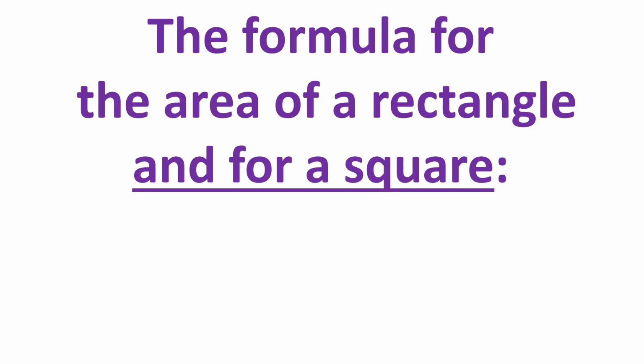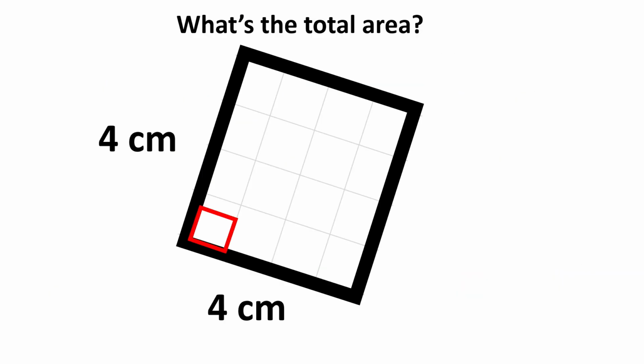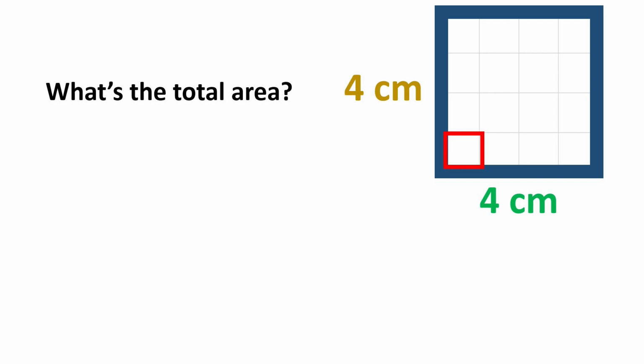We use the same formula to calculate the area of a square. The area of a square is the base times the height. In this case, one side is 4 centimeters. Since it's a square, that tells us that all of the sides are 4 centimeters long. Since this square was rotated, we've redrawn it so that 2 sides are horizontal and 2 sides are vertical.